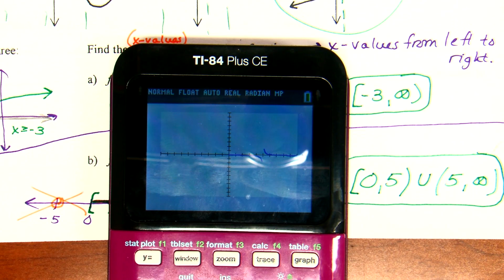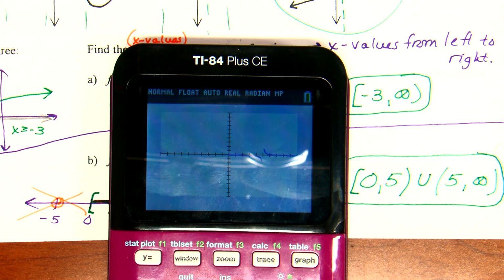But so square root of x, right? Divided by, and then we're going to do parentheses. X squared minus 25. I'm going to do Zoom 6 because I have no idea what you graphed last. Yeah, that's what it looks like.